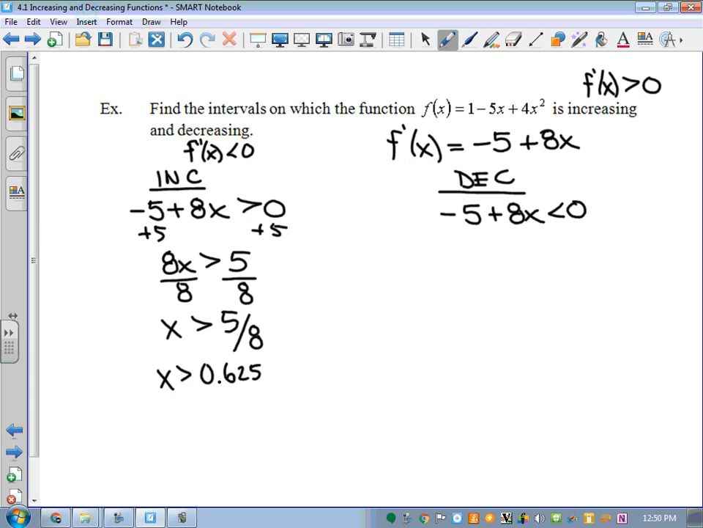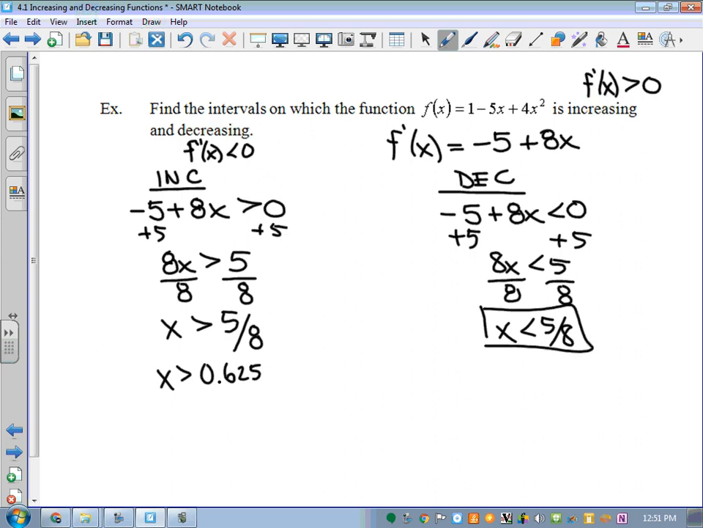Now, before I do anything, it's a pretty safe assumption that it's decreasing then when x is less than 0.625. And if we solve this decreasing branch of the solution, I get that 8x is less than 5. I divide by 8. I get that x is less than 5/8. So we see that those two intervals, other than 5/8 itself, when the derivative is 0, actually occupy the entire number line or the entire domain of the original function.